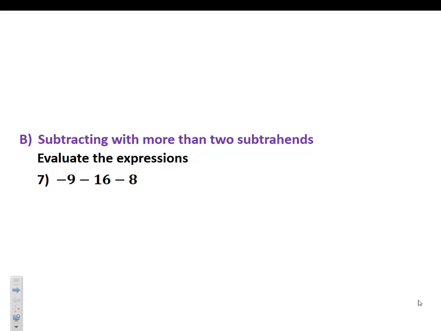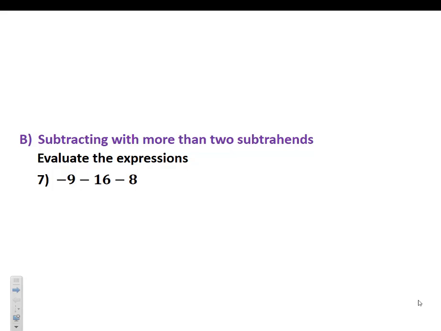Well, now in this second video, we're going to be looking at what happens if we have more than two subtrahends. Please remember, the terms in a subtraction problem are called subtrahends, where the terms in an addition problem are called add-ins. In a subtraction problem, they're called subtrahends. So you just have to recognize that every time you see subtraction, you got to change it to addition by the inverse, by the opposite.